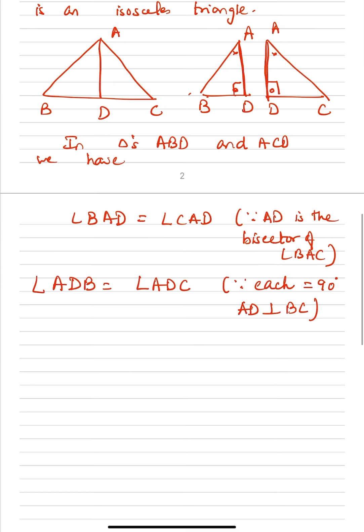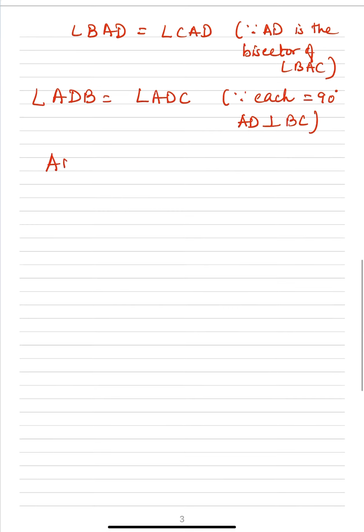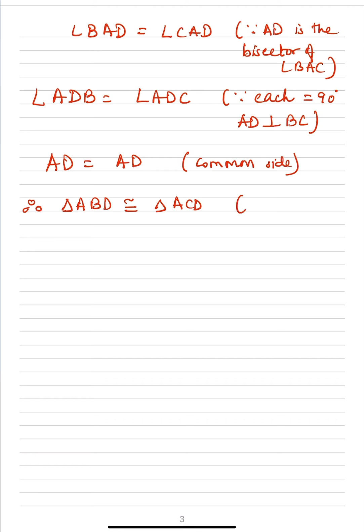Now, the other thing is very easy. AD is equal to AD because it is a common side. It is a common side, therefore it is equal. So, triangle ABD is congruent to triangle ACD. Why? Because of the A.S.A congruency criteria.